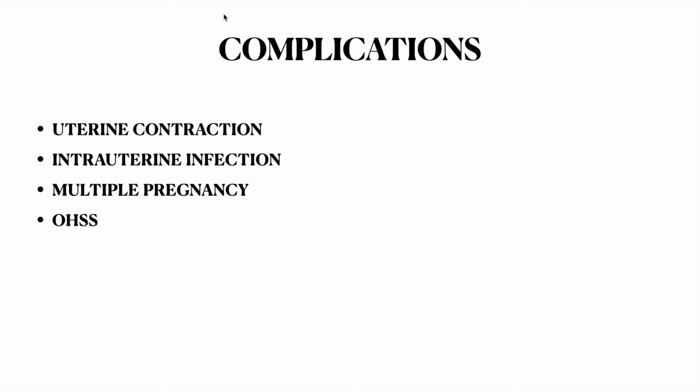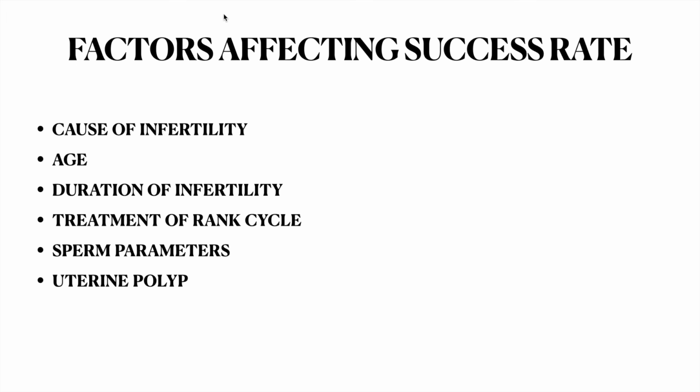Complications of IUI are uterine contraction, intrauterine infection, multiple pregnancy, and ovarian hyperstimulation syndrome. Factors affecting success rate are cause of infertility, age, duration of infertility, treatment rank cycle, sperm parameters, and uterine polyp.